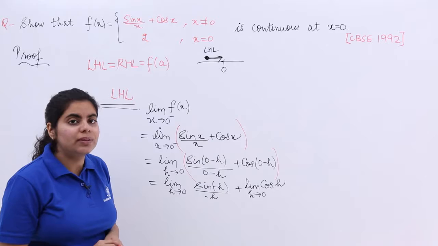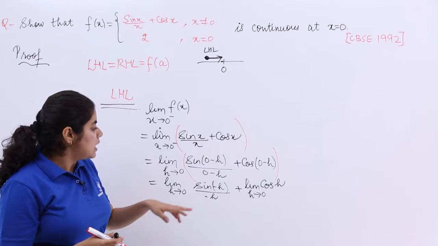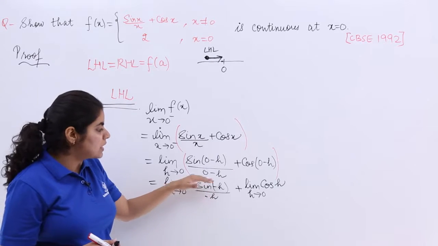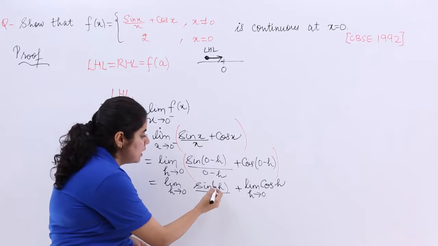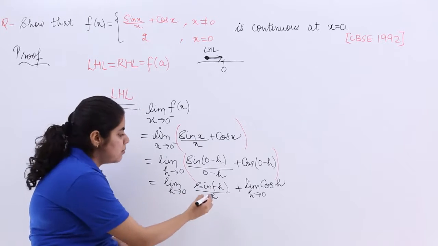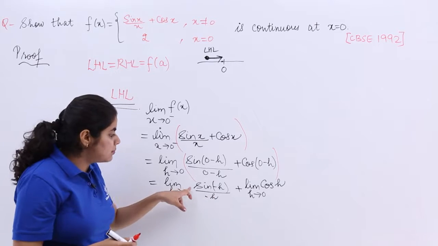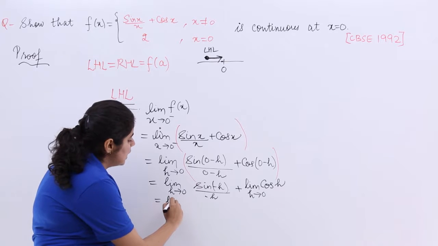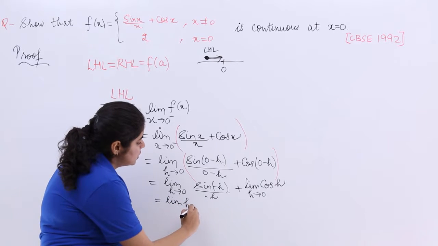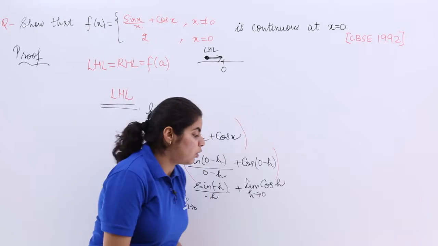Now we all know what is the formula in the case of limits for sin x by x when x tends to 0. That means here this minus comes outside, so it becomes minus sin h upon minus h. What I am trying to say is it is limit h tends to 0, or let me write it more clearly.